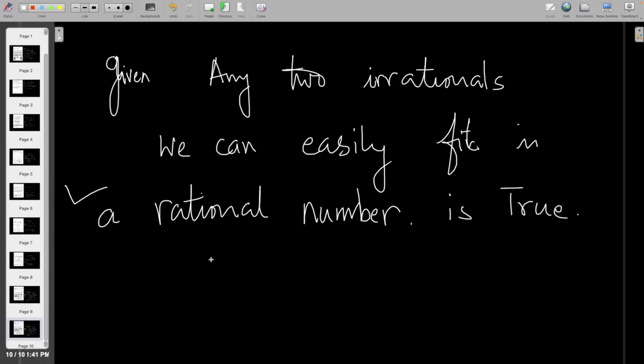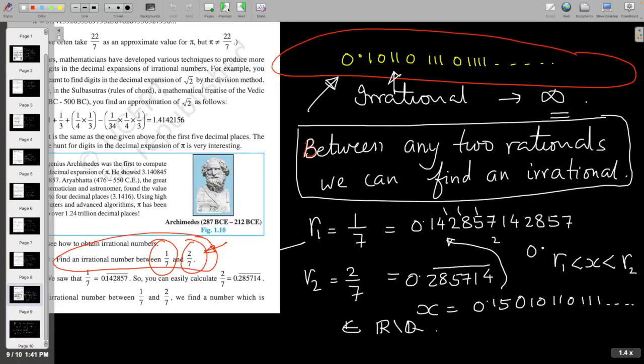And why only one rational? We can actually fit in infinite rationals. And pretty much the same as in the previous problem, given any two rationals, why only one irrational? We can fit in infinite irrationals.